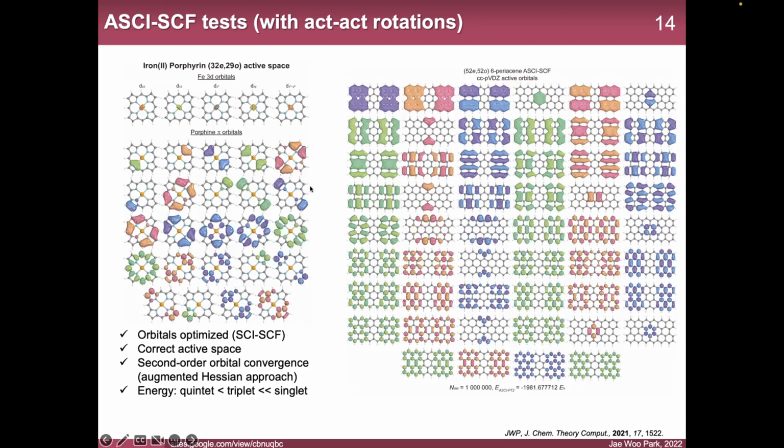I think the PT2 tends to overcorrect the dynamical correlation when the orbitals are near degeneracy, like these porphyrin pi orbitals, and I think it overcorrects the energy. That is the reason for the wrong spin state energies, I guess. But with MRCI, even though I didn't try that, it might be the case. I don't know, because I didn't try the MRCI calculations with this system.